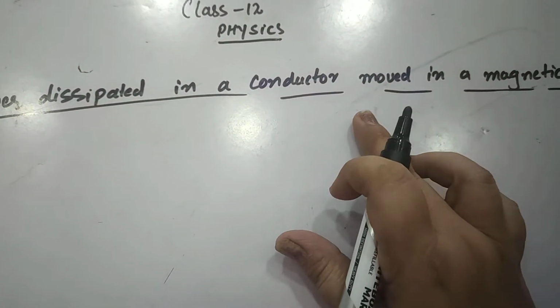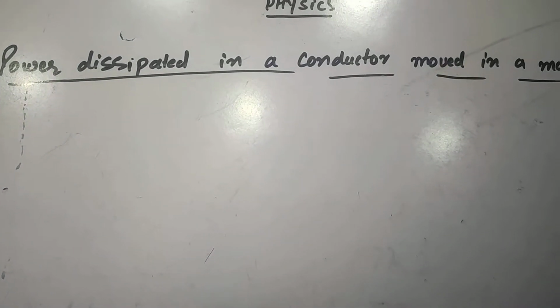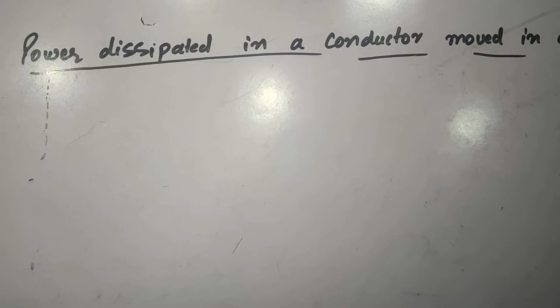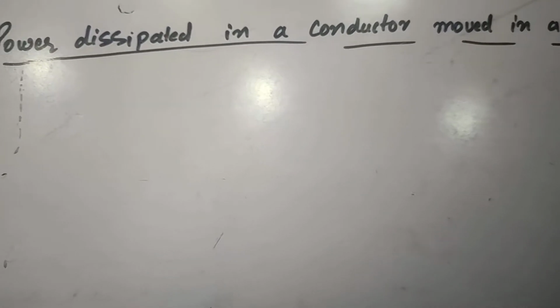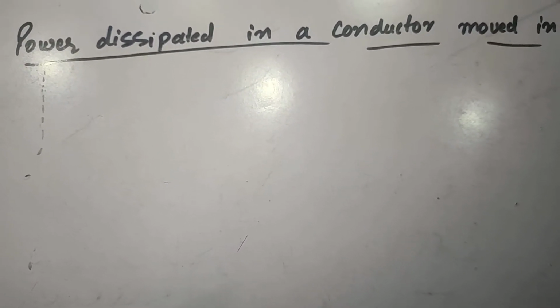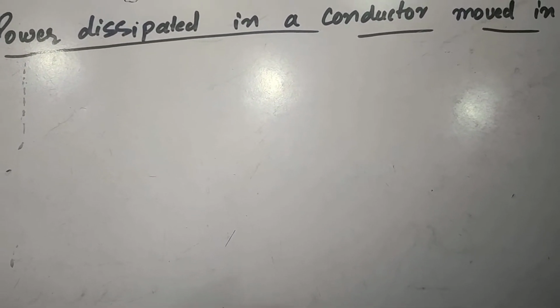Power dissipated in a conductor moved in a magnetic field. Okay, so dear students, we know that whenever some force is being applied, when we push it or pull it, some of our energy is dissipated. Similarly, when we hold anything or when we lift anything, some energy is being dissipated, or we can say there are some power losses.